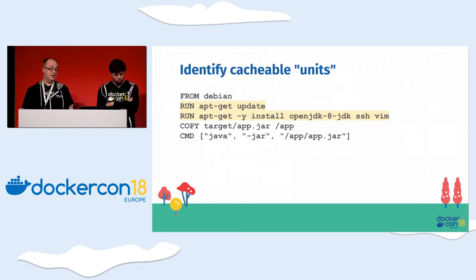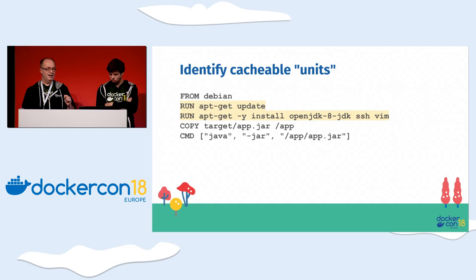This is great because it will be cached, but it also means that whenever I want to install a new package into my Dockerfile, the apt-get update, which gets the package cache, is never updated. So it's possible that after some time, I add a new package and it's actually installing an outdated package.